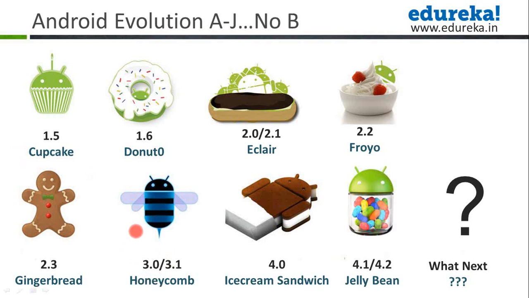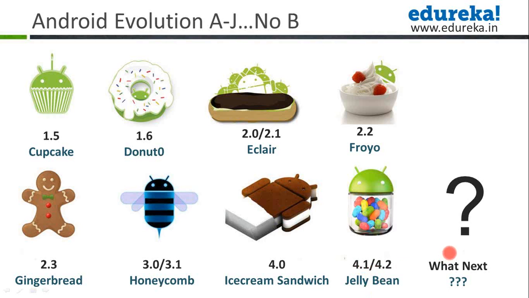This Honeycomb version was targeted towards tablet application development. The most talked about version ever has been the ICS, Ice Cream Sandwich version. This was the first ever Android version which was actually optimized for both tablet and mobile application development. Now the current version is the Jelly Bean version, 4.1, 4.2.